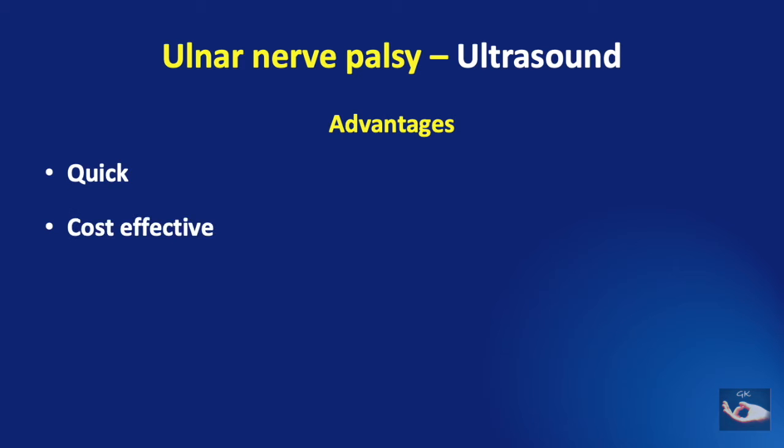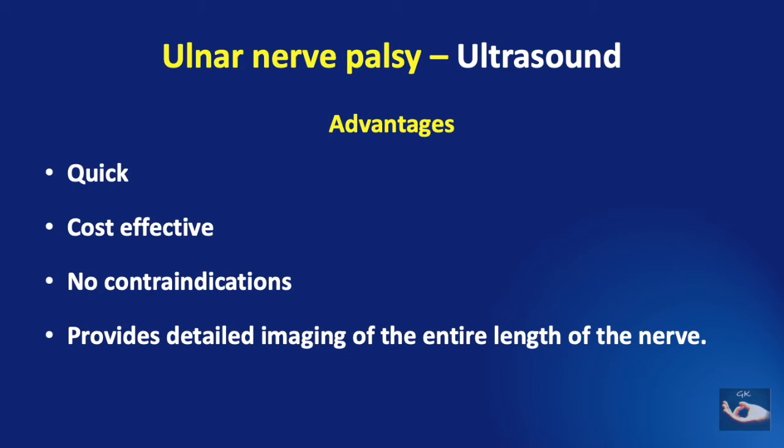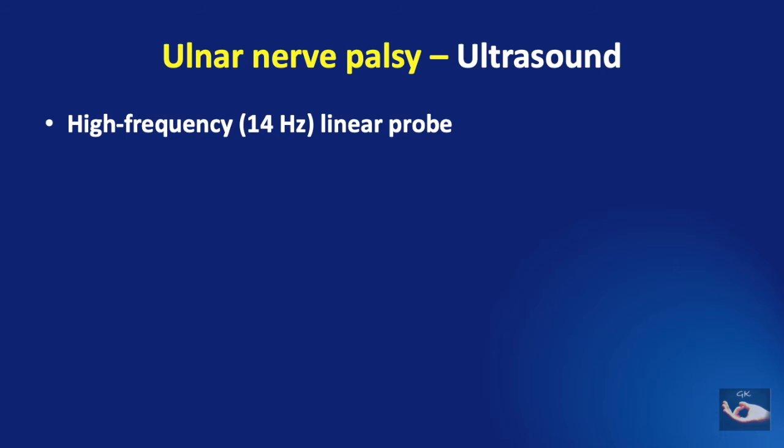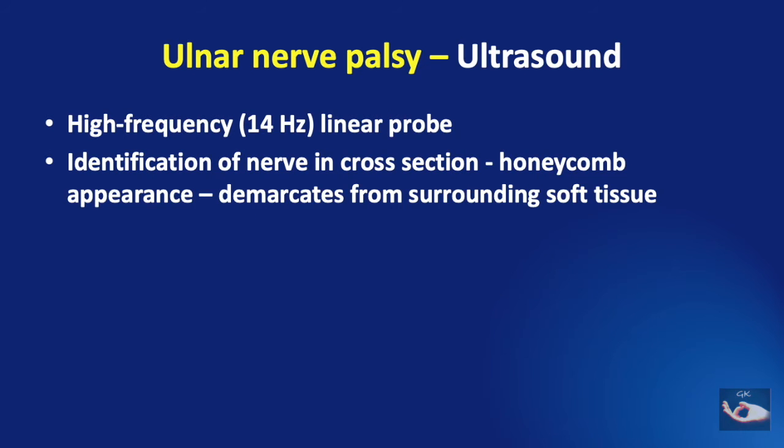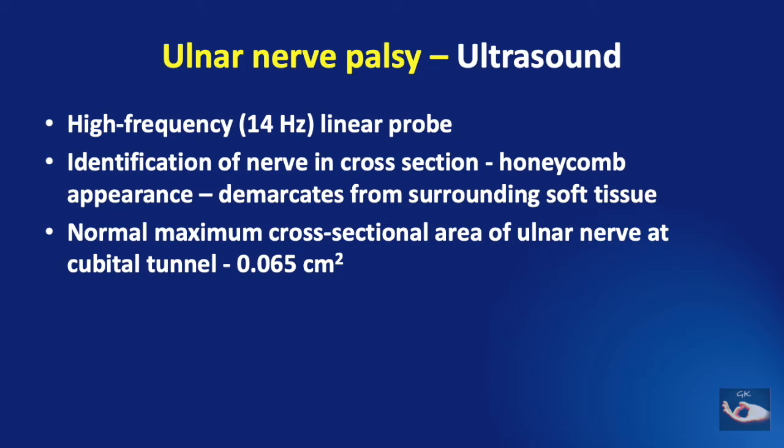The advantages of using the ultrasound to image the ulnar nerve are that it can be done quickly, it is cost effective, there are no contraindications, and we get a detailed imaging of the entire length of the nerve. But a high frequency, that is of about 14 Hz linear probe is required, and the nerve can be identified first in cross section, where a honeycomb appearance can be seen, which demarcates it from the surrounding soft tissues. The cross-sectional area of the ulnar nerve must be noted, and for example, at the level of the cubital tunnel, the maximum cross-sectional area is about 0.065 square centimeters.